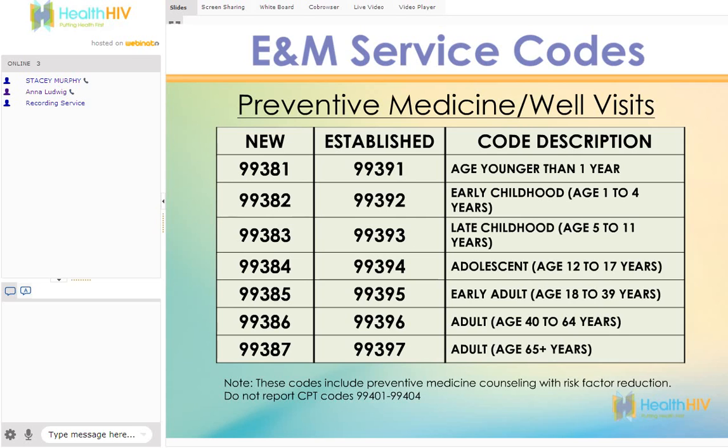So the preventive medicine visit codes are used for patients that are coming in for well visits. And typically when a patient presents for a well visit and the physician does any type of counseling, the codes that are at the bottom of your screen reflect counseling, but these should not be reported with the preventive medicine well visit codes because they're included in these codes.